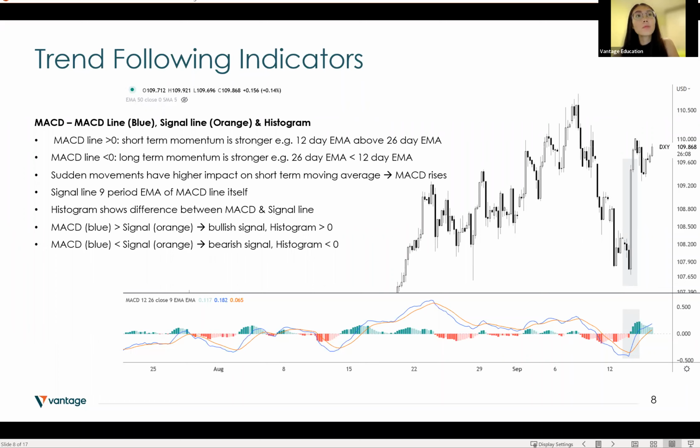Okay, so I have a request. Can you demonstrate MACD on the current trend of gold? Thank you. So let's take a look at that in a while. We'll hop onto the TradingView chart in a while.